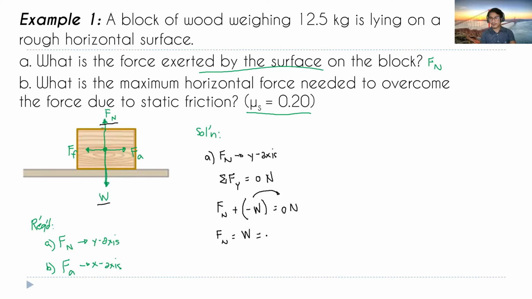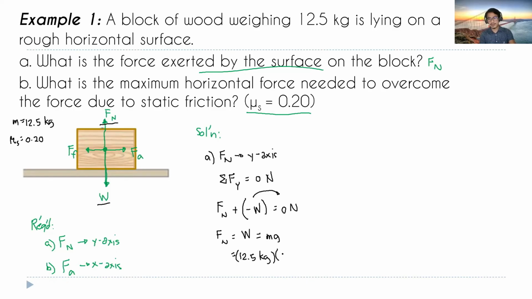And weight, we all know that weight is mg. So let us substitute all the values. What is our mass? I forgot to write the given. Let's write the given here. Mass is 12.5 kilograms. And what else is given? The coefficient of static friction is 0.20. So mass is 12.5 kilograms.